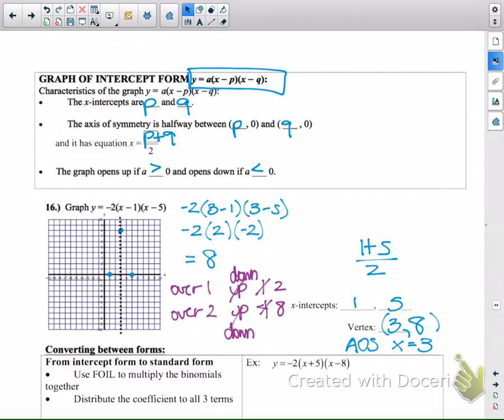So from this vertex up at the very top, I go over 1, down 2, over 1, down 2. If I go over 2, down 8, I land right where? On my x-intercepts that I already had graphed there. So it should match up with those. Those were already there, and you may connect your dots. All you need is 5 points for a quadratic. Okay? All right.